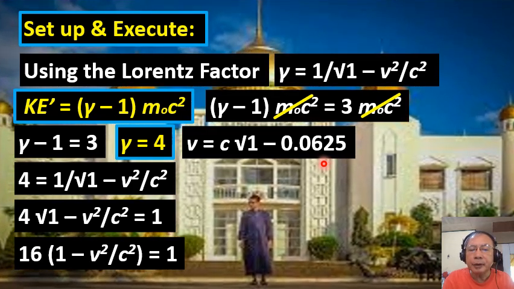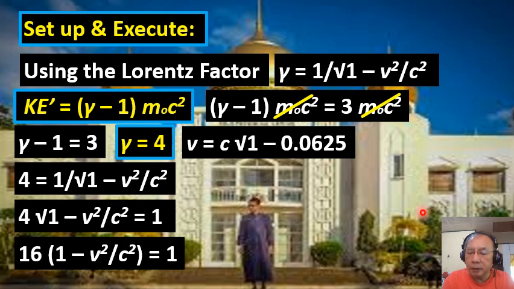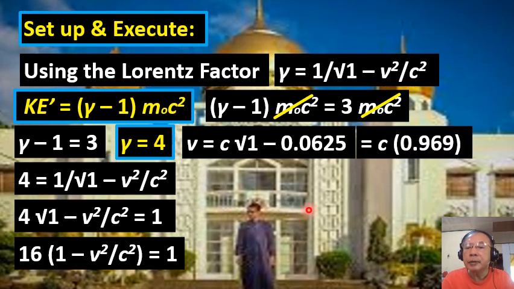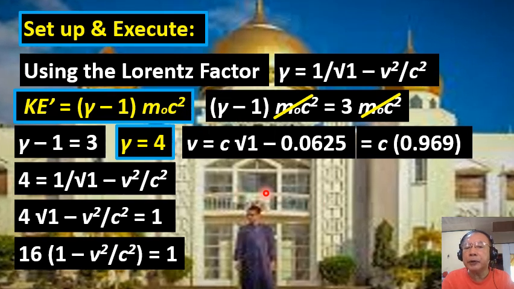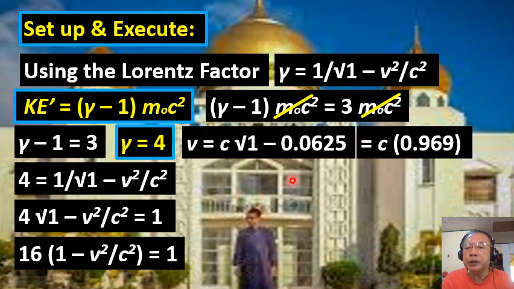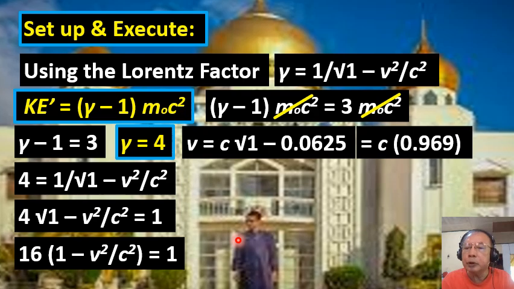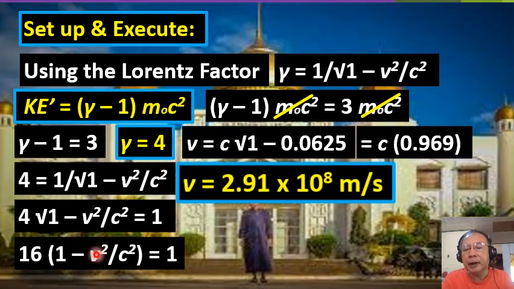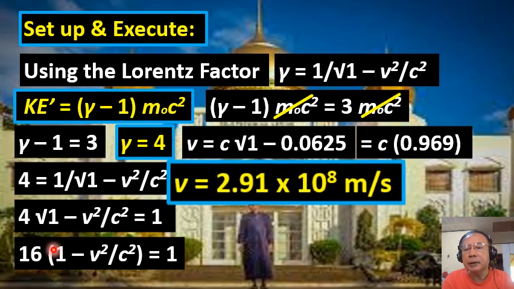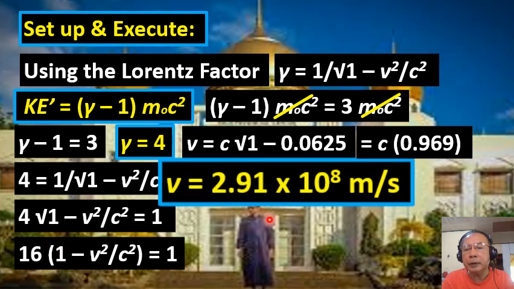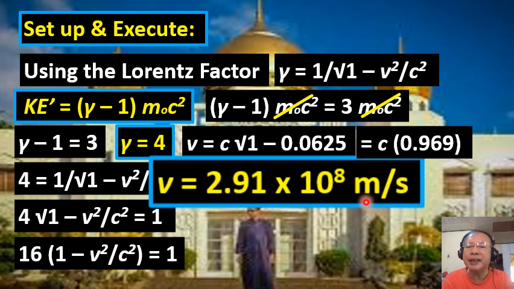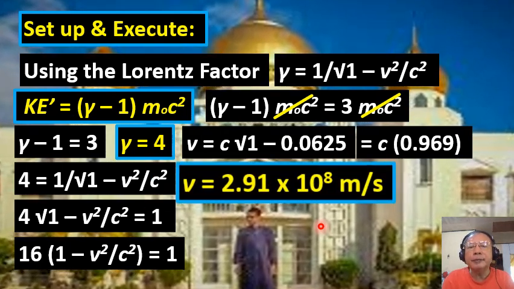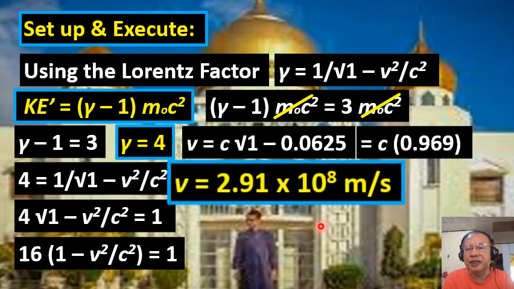right? That is, after getting the square root of 1 minus 0.0625 and then multiplying it by the speed of light c, we finally get the value of the speed of the particle v equal to 2.91 raised to the 8th power meter per second, exactly the same as the answer that we got earlier in our first method.